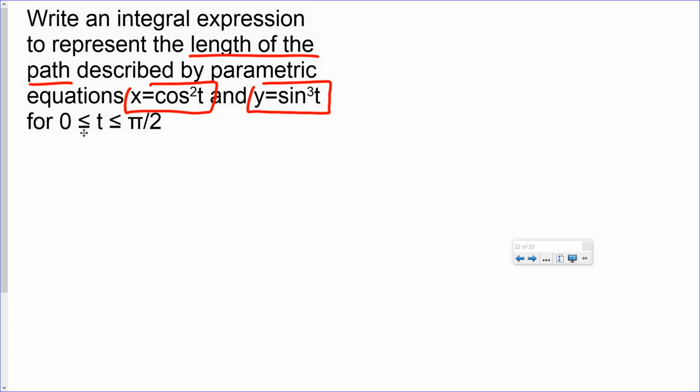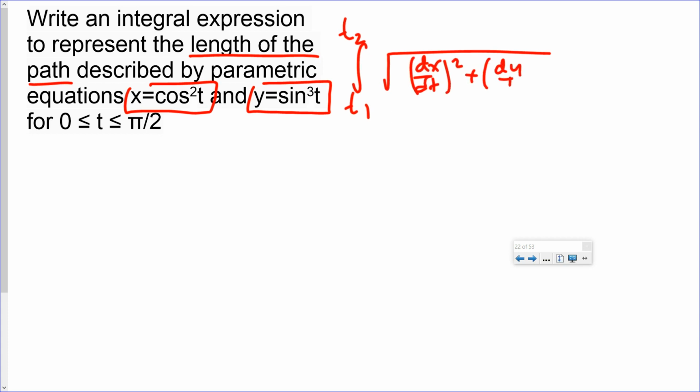What's the formula? The integral from t1 to t2 of the square root of (dx/dt) squared plus (dy/dt) squared, and it's a dt problem. It's important that you remember it's dt, because since this is a t, these limits must be t. If you remember these limits are t, then you're in pretty good shape.